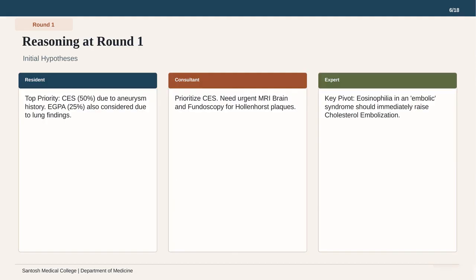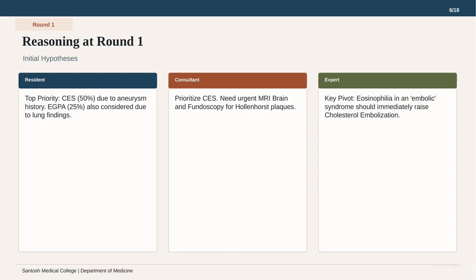On this screen, we see the initial hypothesis generated by our 3 clinical agents. Starting on the left, the resident places cholesterol embolization syndrome as the top priority at 50%, largely due to the prior aortic aneurysm repair. They also consider eosinophilic granulomatosis with polyangiitis at 25% because of the lung findings.